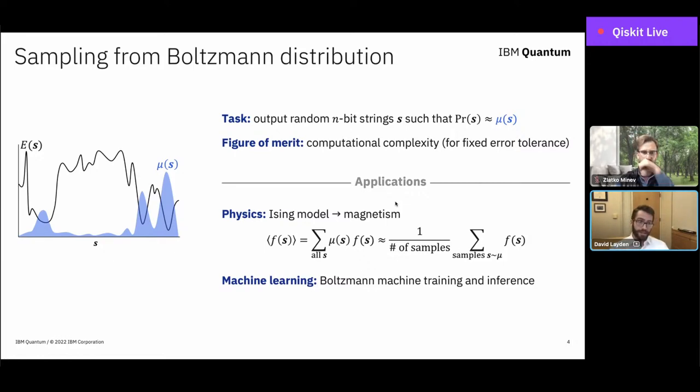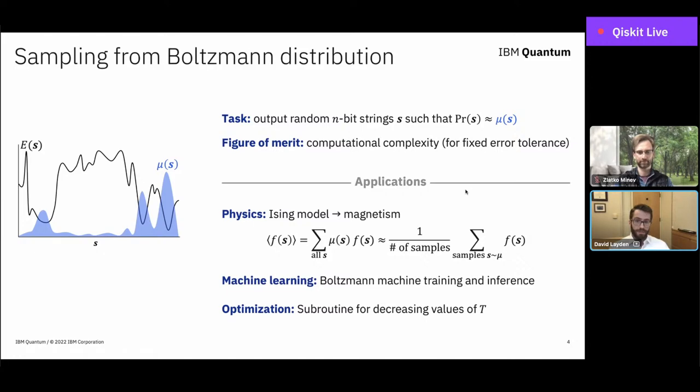I should also say as a side note that when this Boltzmann distribution arises in the context of computer science, people typically don't write the temperature, this T, explicitly. Rather, it's typically just implicitly absorbed into the scale of the energy function. But I'm going to stick with the physics convention throughout.